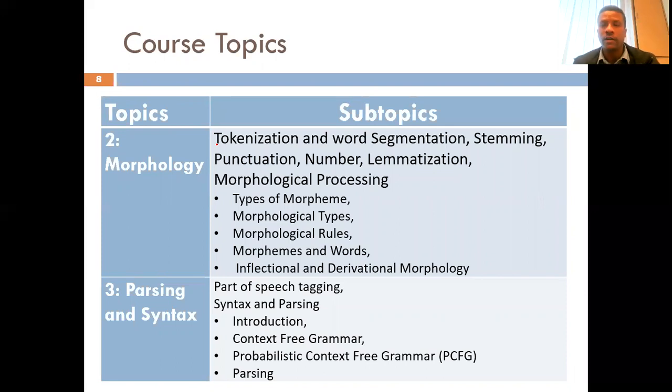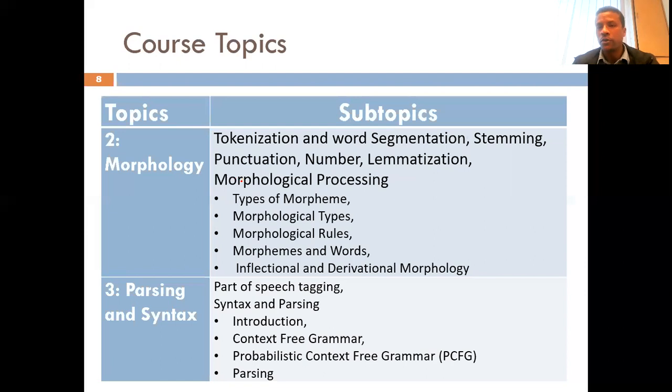We know that for different languages, tokenization and word segmentation is not going to be as simple as we think it would be. We know that most of the time we try to evaluate those methods from the human mind perspective, but whenever you try to do that using a computer program, you're going to face all sorts of challenges, and dealing with those challenges is what makes it interesting. So we'll be talking about stemming, punctuation, numbers, and lemmatization in this perspective.